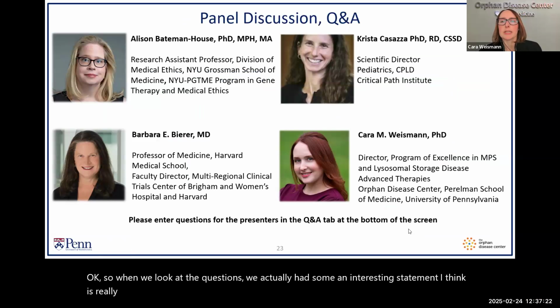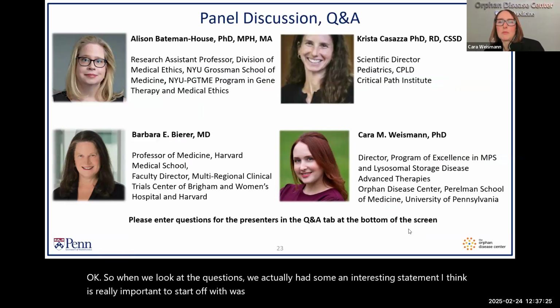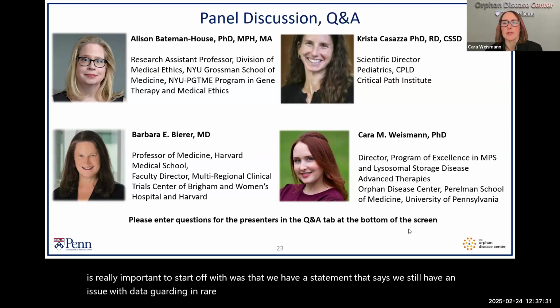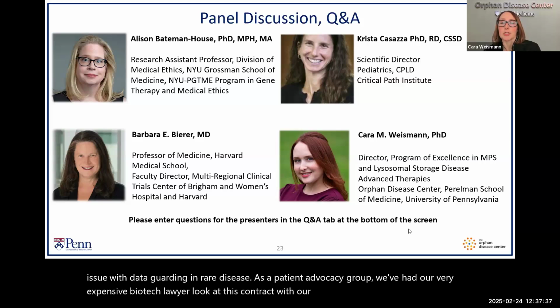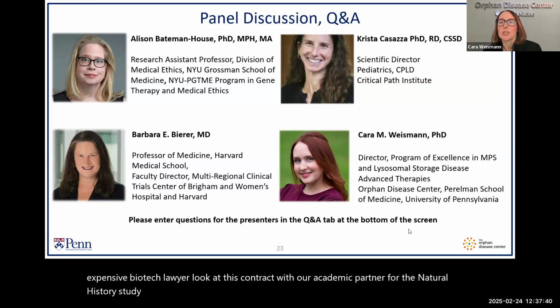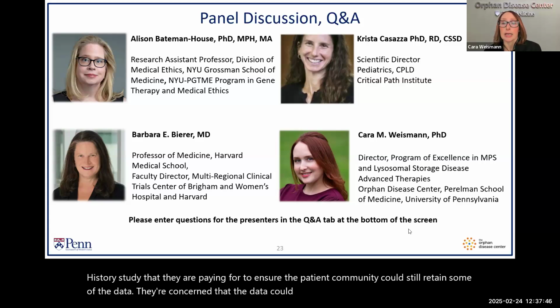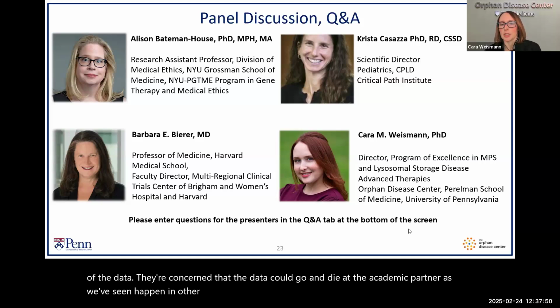Okay, so when we look at the questions, we actually had an interesting statement I think is really important to start off with: we still have an issue with data guarding in rare disease. As a patient advocacy group, we've had our very expensive biotech lawyer look at this contract with our academic partner for the natural history study that they are paying for, to ensure the patient community could still retain some of the data. They're concerned that the data could go and die at the academic partner, as we've seen happen in other natural history study investigations.